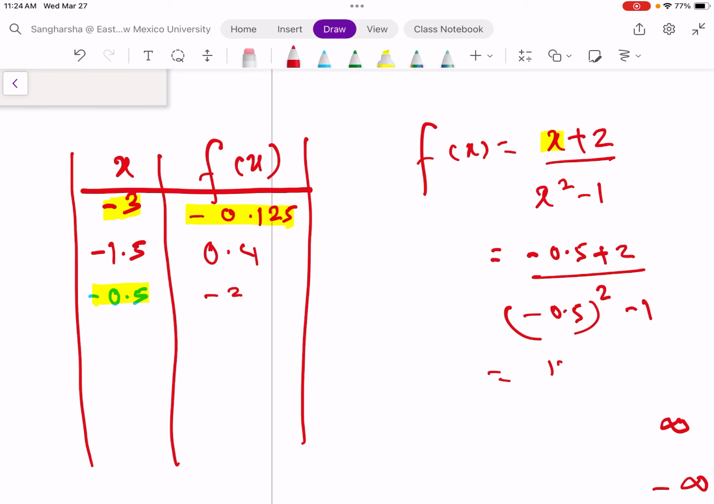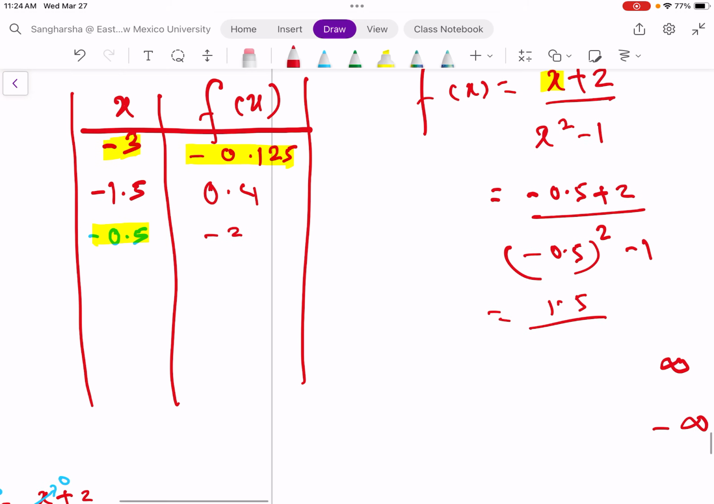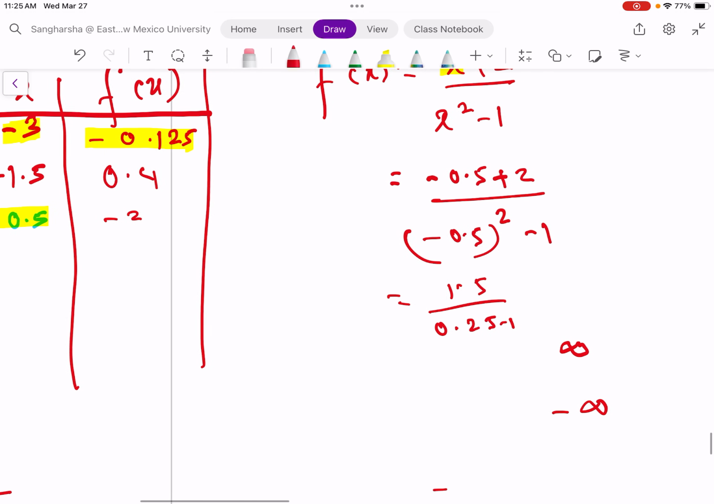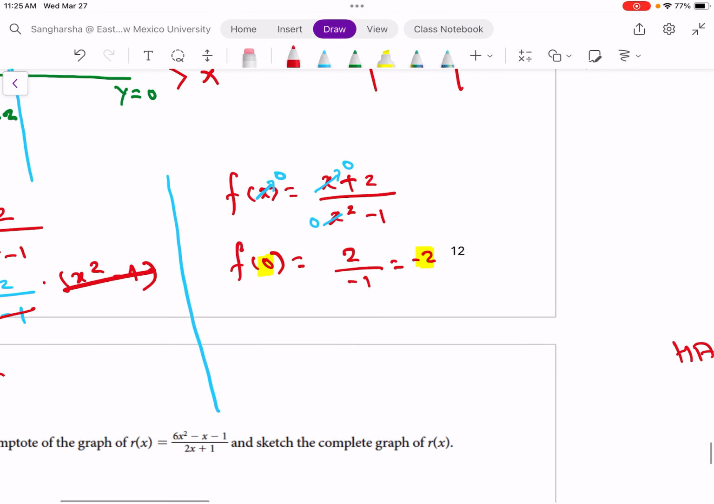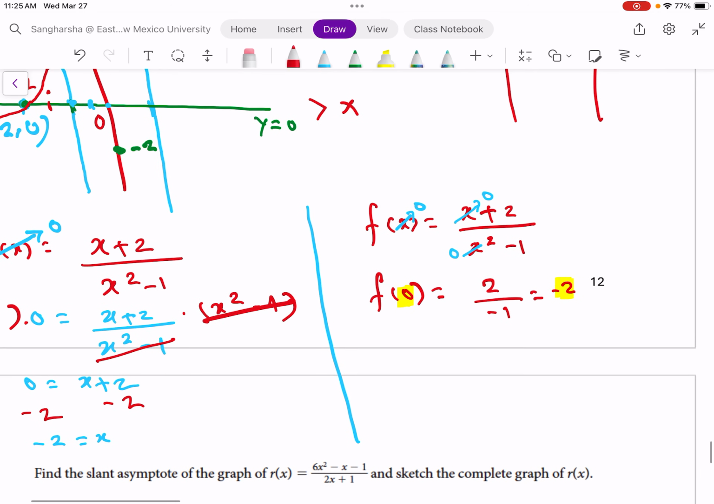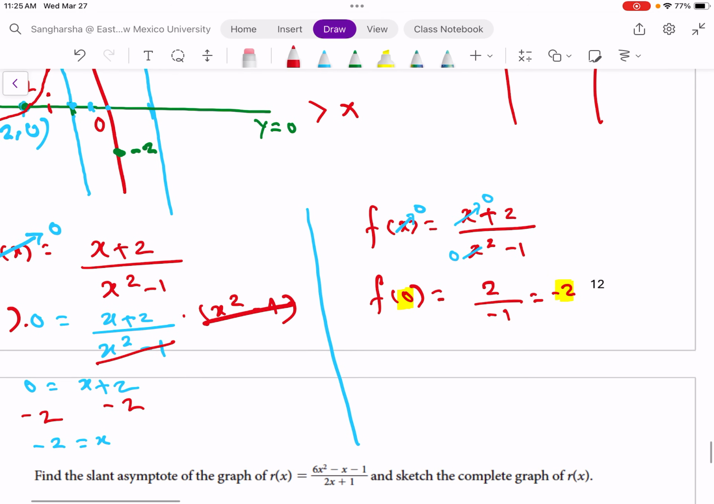So this is 1.5. -0.5 squared is 0.25, minus 1. So we have 1.5 divided by -0.75. And what is 1.5 divided by -0.75? Is it -2? But when our x is equal to 0, we had -2.